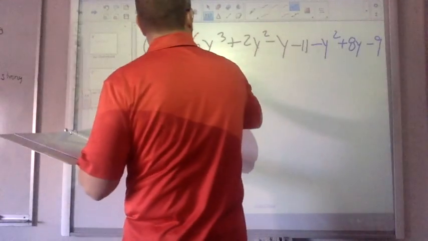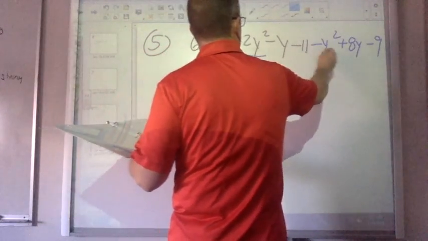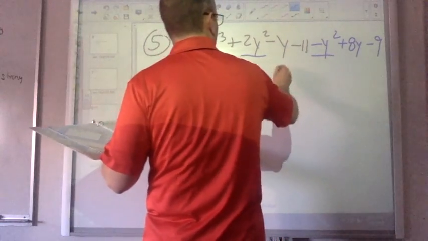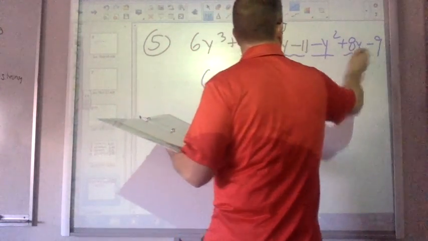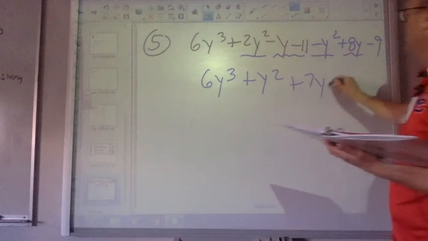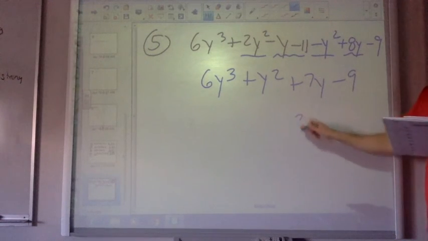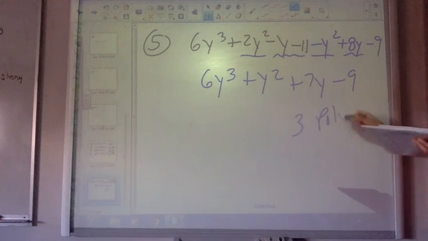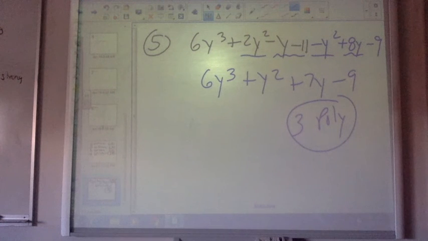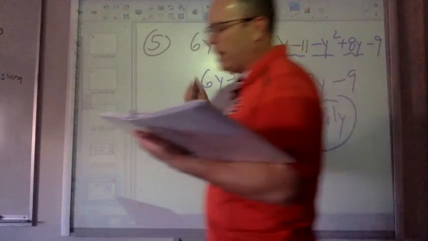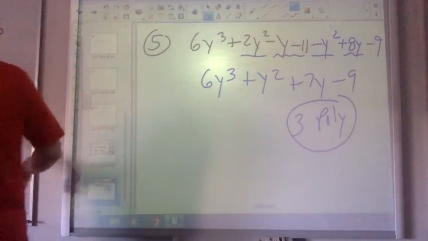So now we have 6y to the third. Those are like terms, so that's plus y squared. And that, so that's plus 7y minus 9. So this one would be a third degree polynomial. Is that all right? Yeah. Does that make sense how I did it? Black and blue are too close. Maybe the next one I'll do black and red. Can I move on? Blue green? Yeah.